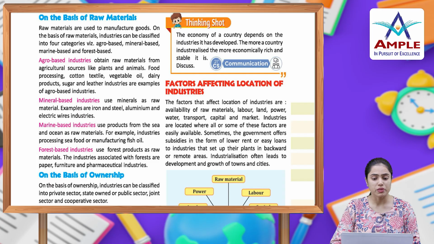Mineral-based industries use minerals as raw material. Examples are iron and steel, aluminium and electric wire industries. Marine-based industries use products from the sea and ocean as raw materials. For example, industries processing seafood or manufacturing fish oil. Forest-based industries use forest products as raw materials. The industries associated with forest are paper, furniture and pharmaceutical industries.